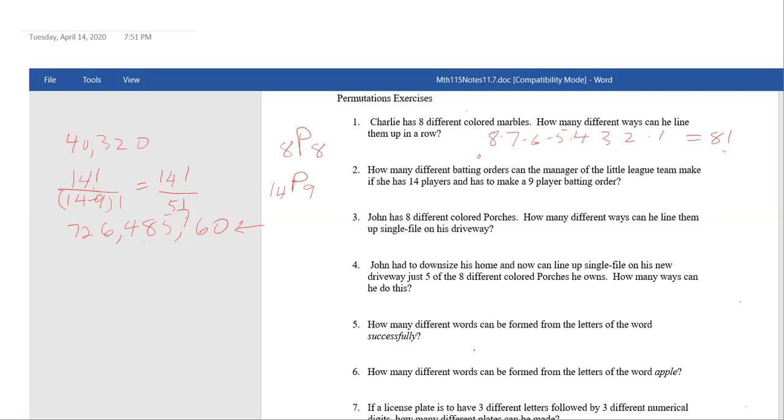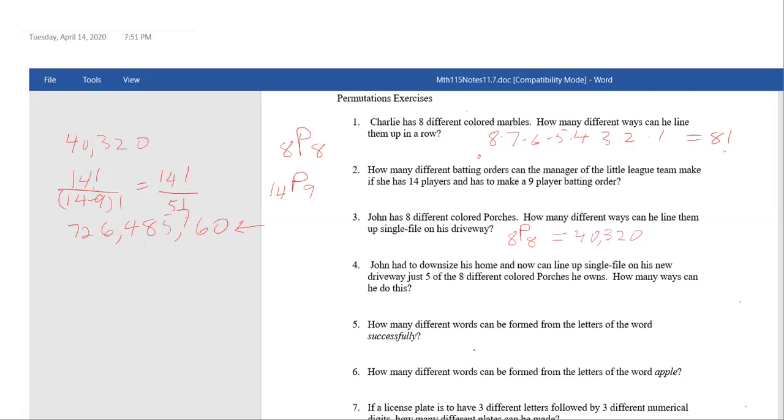John has 8 different colored Porsches. How many different ways can he line them up single file on his driveway? So again, you've got 8 with 8. Permutations of 8 taken 8 at a time. And you've got the same number, same as number 1. So that was the 40320 right there. So you thought having all that money and riches and everything was easy. Look at the decision he has to make here.